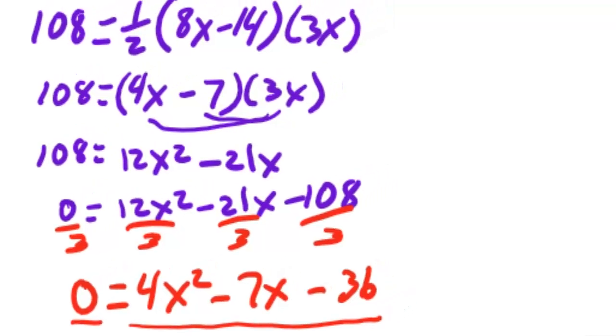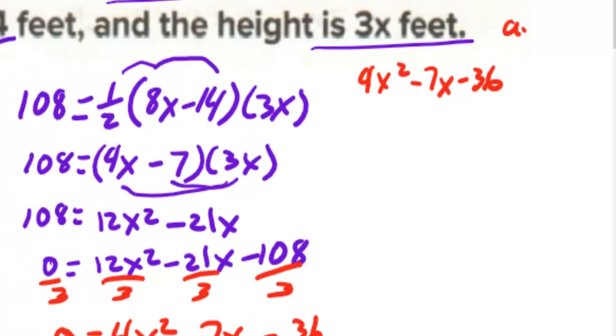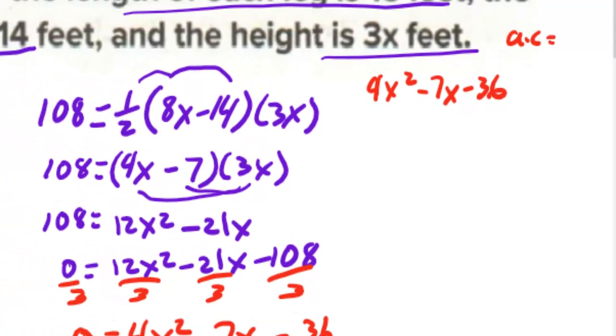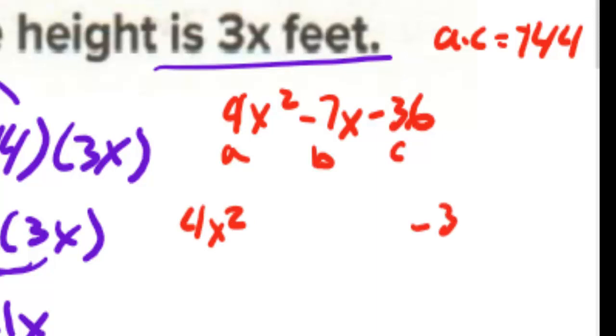Okay, so I'm going to bring that to the top, 4x squared minus 7x minus 36. Now I'm going to solve this using the factor by grouping AC method. So my A times C is going to end up giving me negative 144. This is my A, this is my C, and that's my B. So I'm going to bring down my 4x and my negative 36.